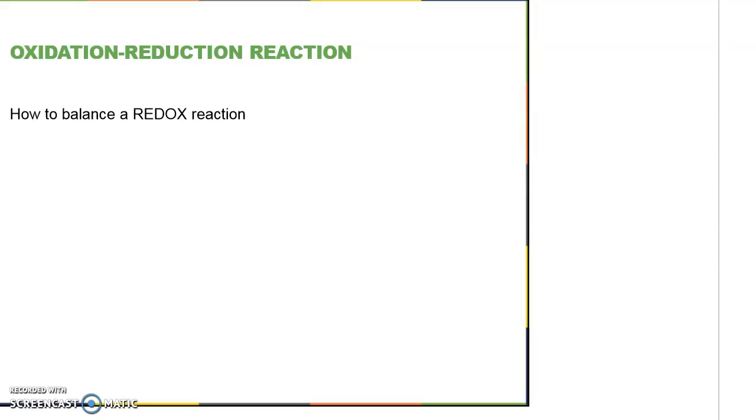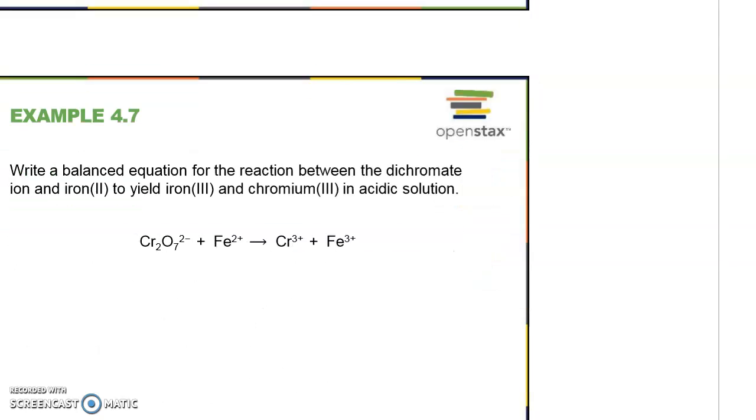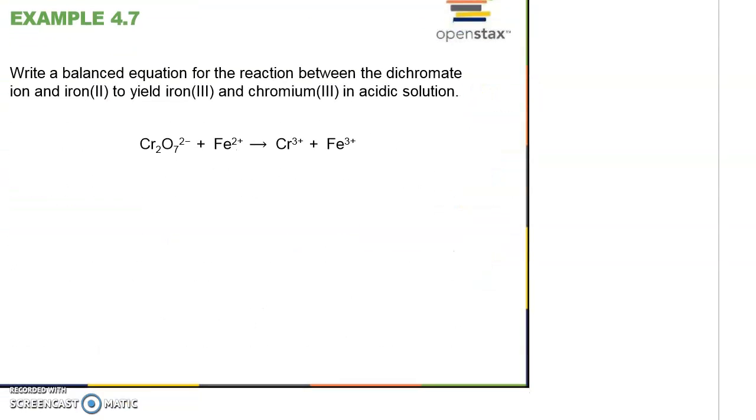In this video, you are going to learn how to balance a redox reaction, that is, to balance a redox reaction either in an acidic solution or in a basic solution. Here is an example. If you have an equation like this, you can see oxygen on the left side and you don't see oxygen on the right side. So how can we balance it?